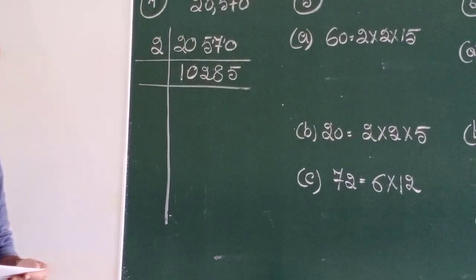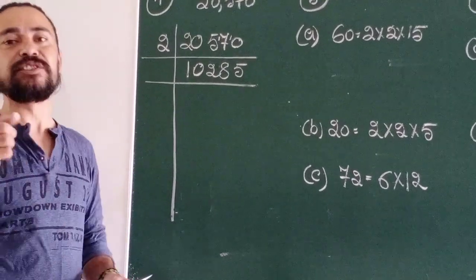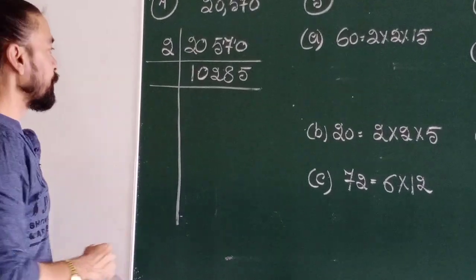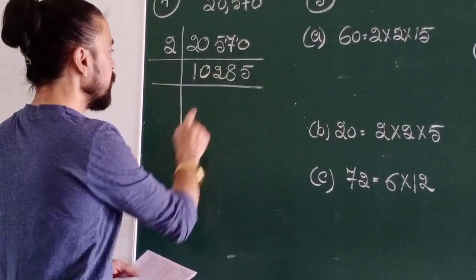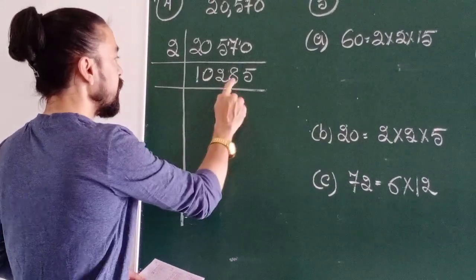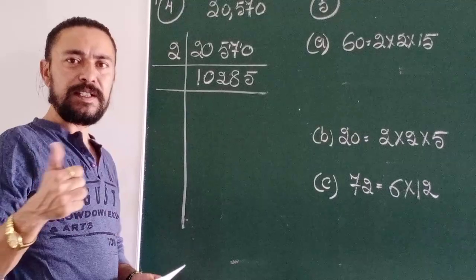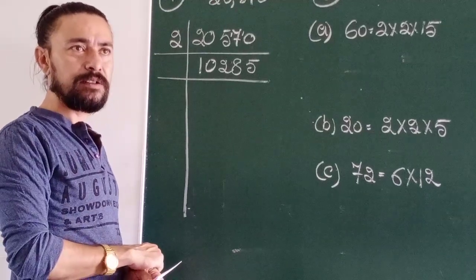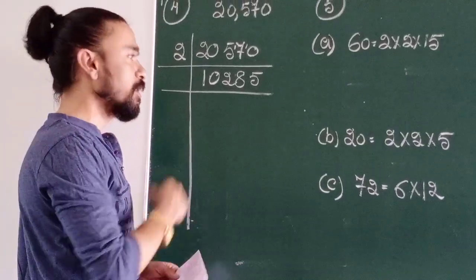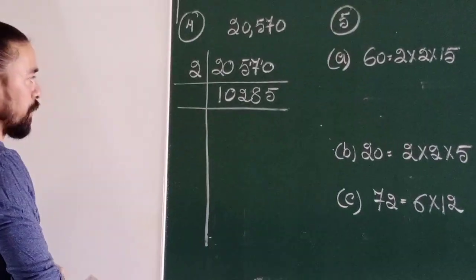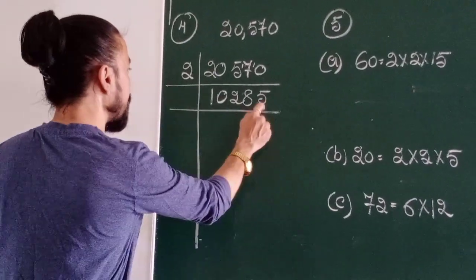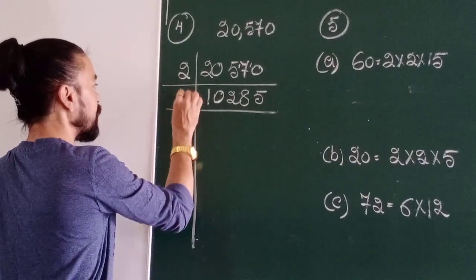Now I know that this number is not divisible by 2. So I check for my next number, that is 3. Don't jump numbers. So 1 plus 2 is 3. 3 plus 8 is 11. 11 plus 5 is 16. 16 does not come in 3 times table. So I cannot divide by 3. So I go to my next prime number. My next prime number is 5. It's ending with 5. So I can divide by 5.